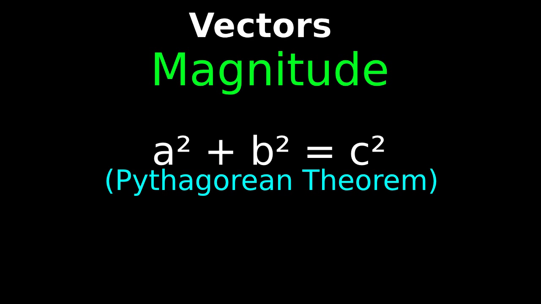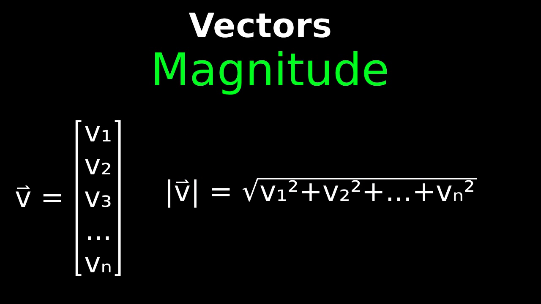The magnitude of a vector is denoted by vertical lines on either side of the variable. Sometimes you'll see it written as one line, sometimes you'll see it written as two. We can calculate the magnitude of a vector using the Pythagorean theorem. In doing so, we get this equation. Given any vector v, you take each component, square it, add them all up, and then take the square root.